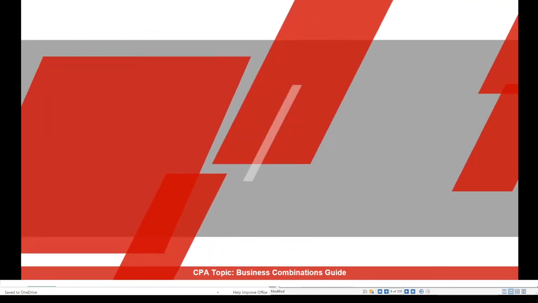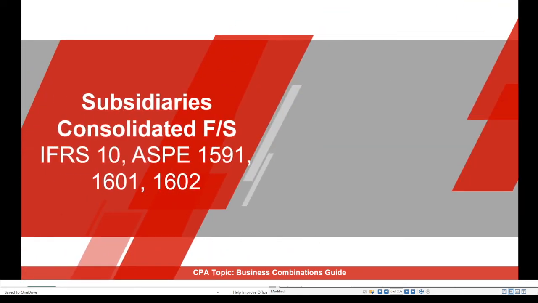So that comes with some practice. Now this webinar is supposed to just talk about business combination, and you can see it's relatively straightforward for what you need to know, provided you go through the exercise. It is dense and complex from that perspective, but once you get it, it's not as difficult as you think. So that's why we're going to talk about some things related to subsidiaries and consolidated financial statements, and this applies to IFRS 10, ASPE 1591, 1601, and 1602.